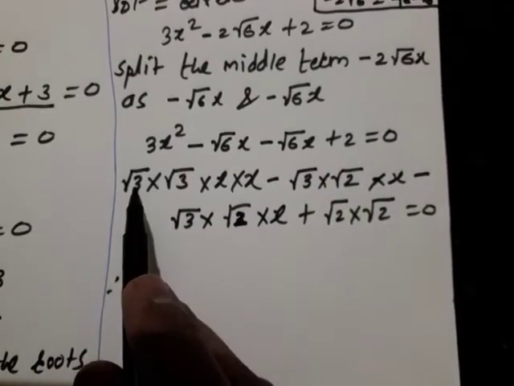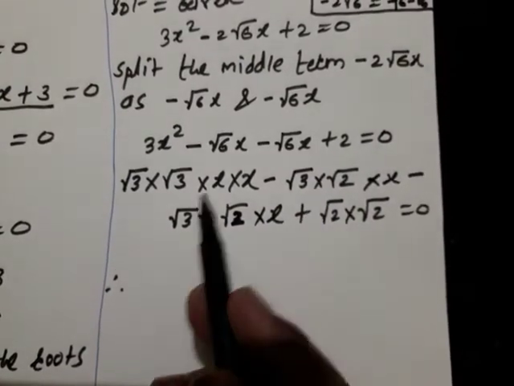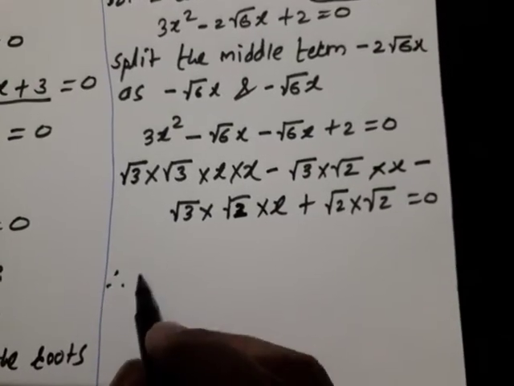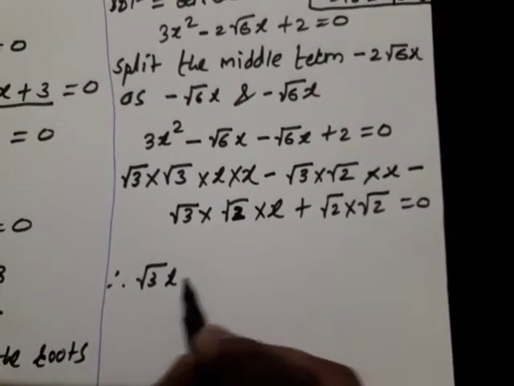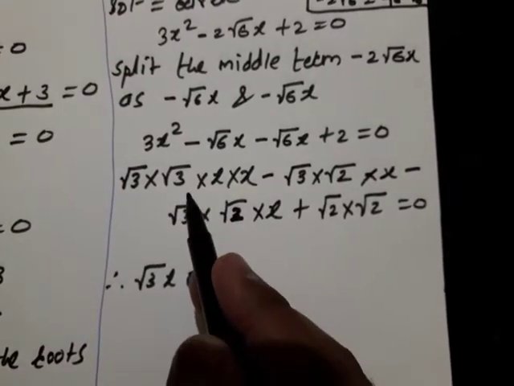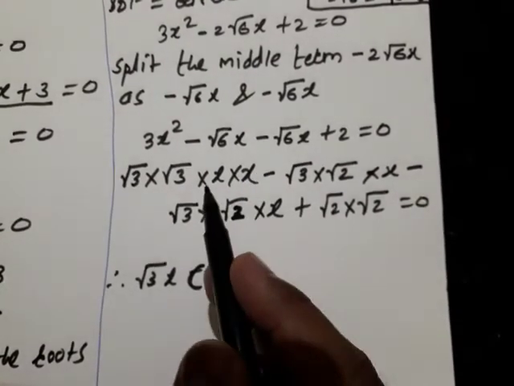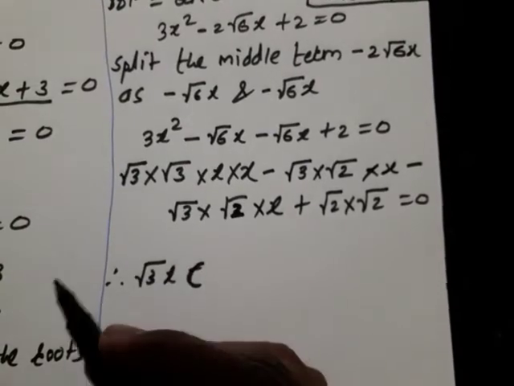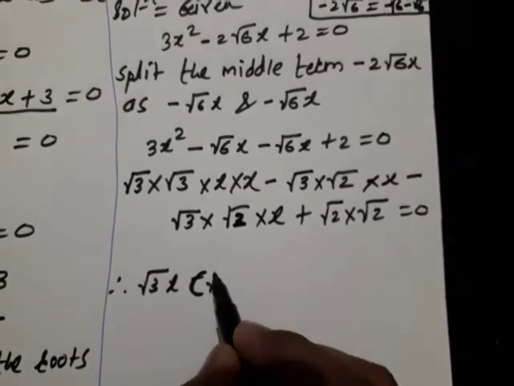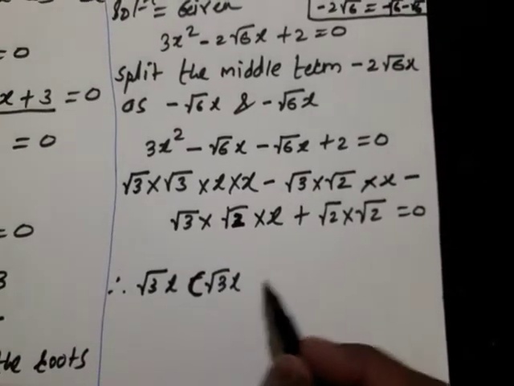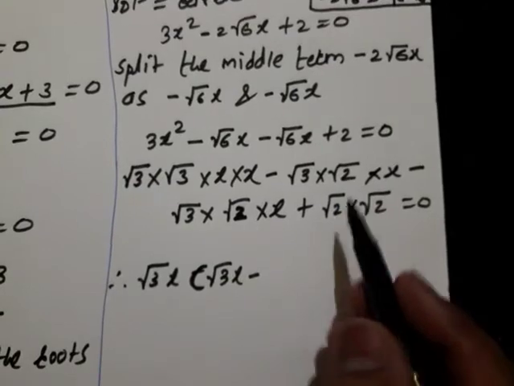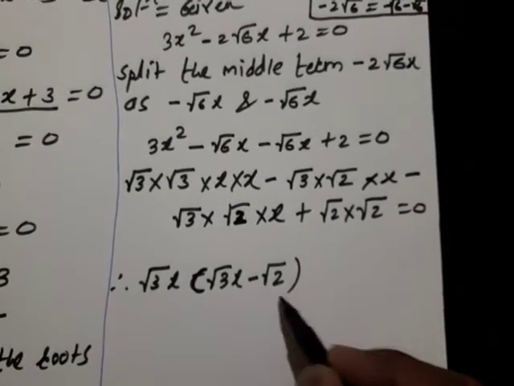Okay, what is common? Look here, root 3 and root 3 is the common factor. x and x is the common factor. We will take it out. What will we get? See, root 3x in bracket, what will remain? Root 3x goes outside of the bracket. The remaining root 3 and x means root 3x will remain. Minus, here root 3 already gone outside, x also gone outside. What remains? Minus root 2.